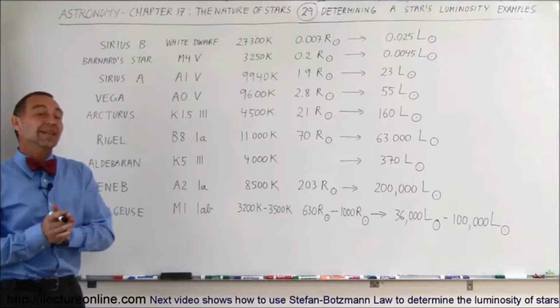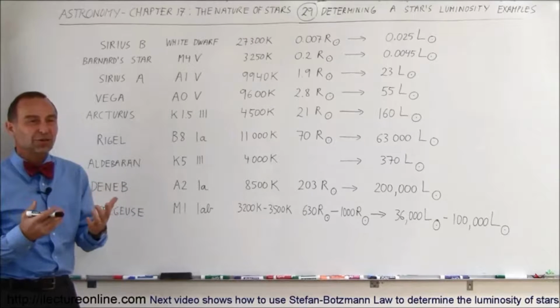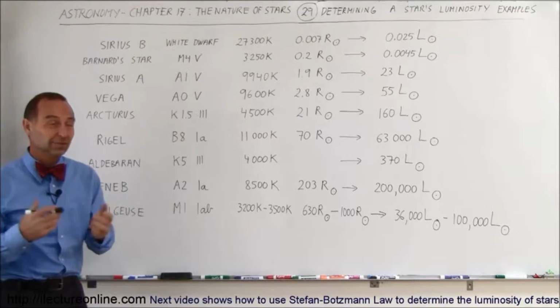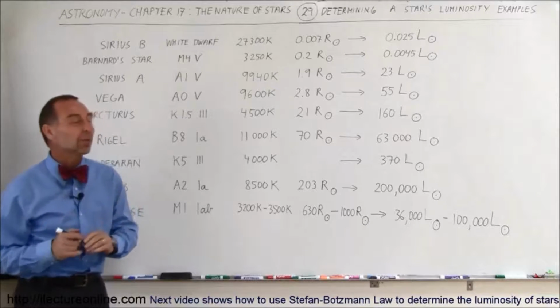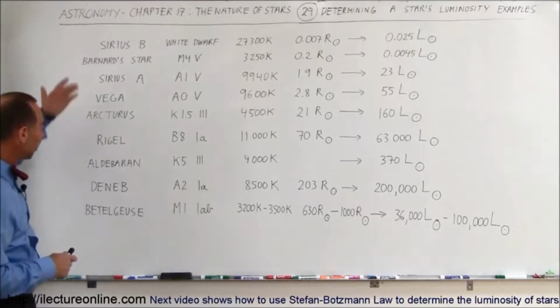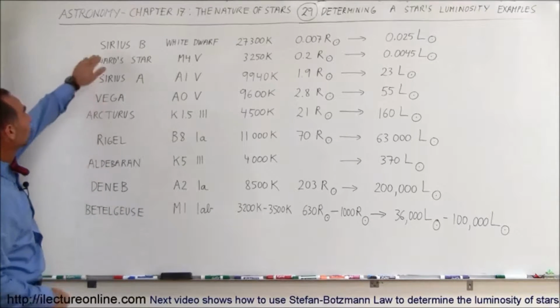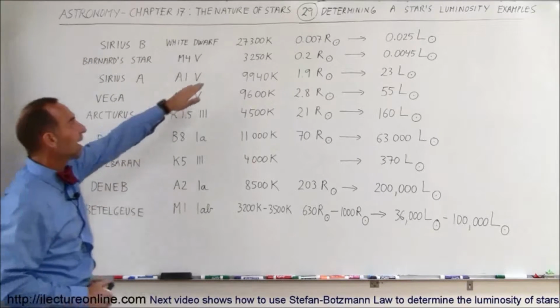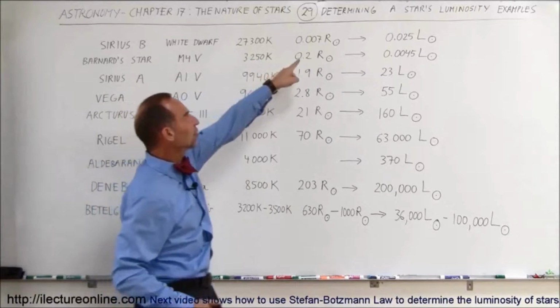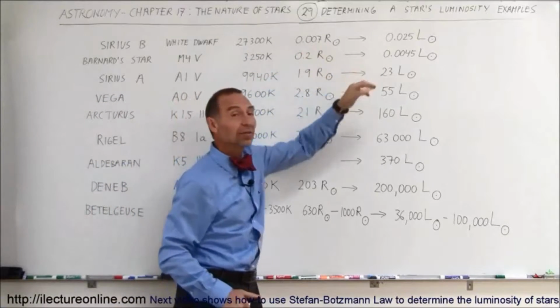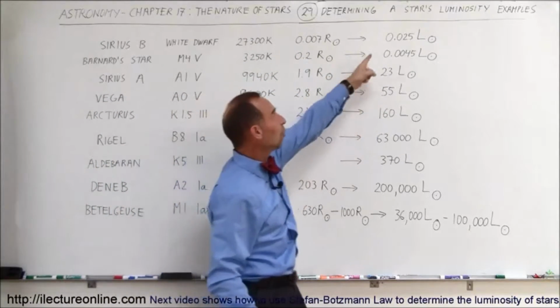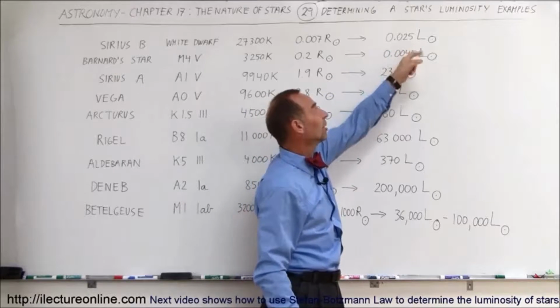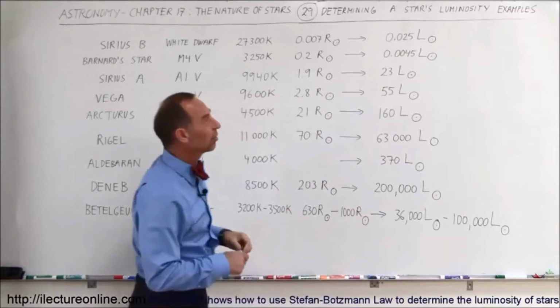Welcome to L&R&M, and now let's look at some examples for stars and their luminosities relative to the sun, and that helps us understand what we mean by luminosity. We have a set of stars on the list, starting out with Sirius B. Sirius B is a white dwarf, a very small star, with a very high surface temperature but a very small radius. Its luminosity relative to the sun is 0.025 times the luminosity of the sun, or 2.5% the luminosity of the sun.